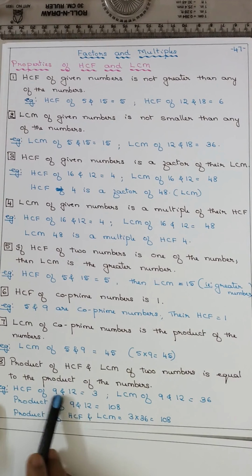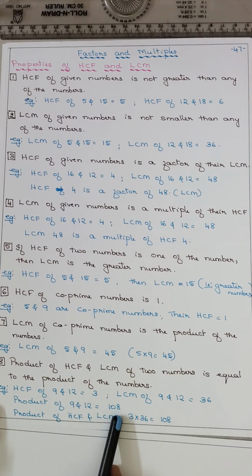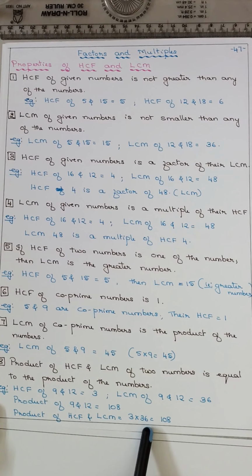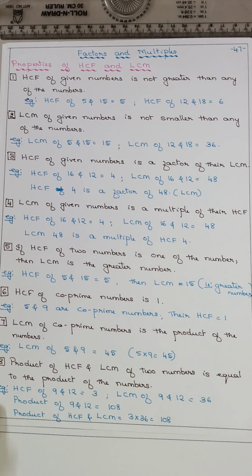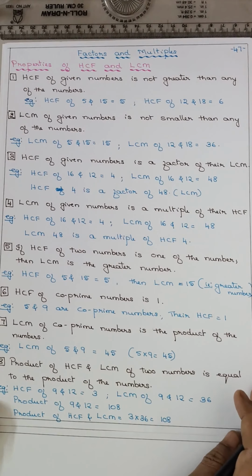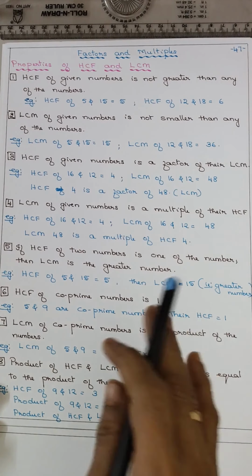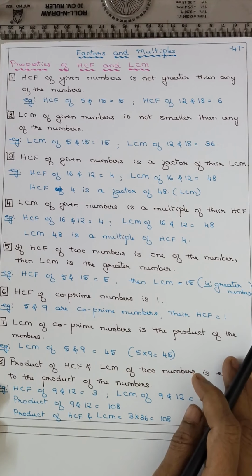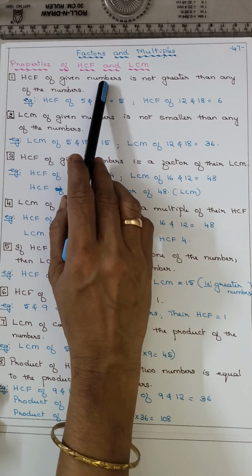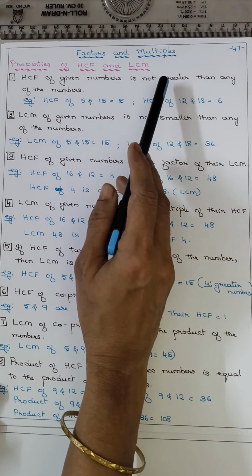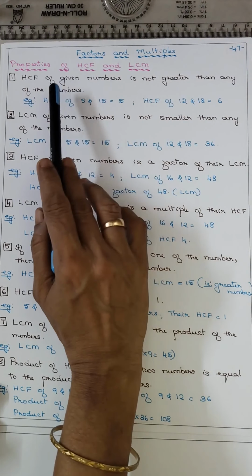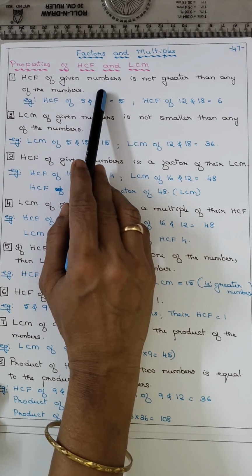Product of 9 and 12, the numbers: 12 nines are 108. Product of HCF and LCM: HCF is 3 and LCM is 36. Multiply: 3 6s are 18, 3 3s are 9 plus 1 is 10, so 108. Both are equal. Is it clear? So we'll recollect again. HCF of two or more numbers is not greater than any of the numbers.